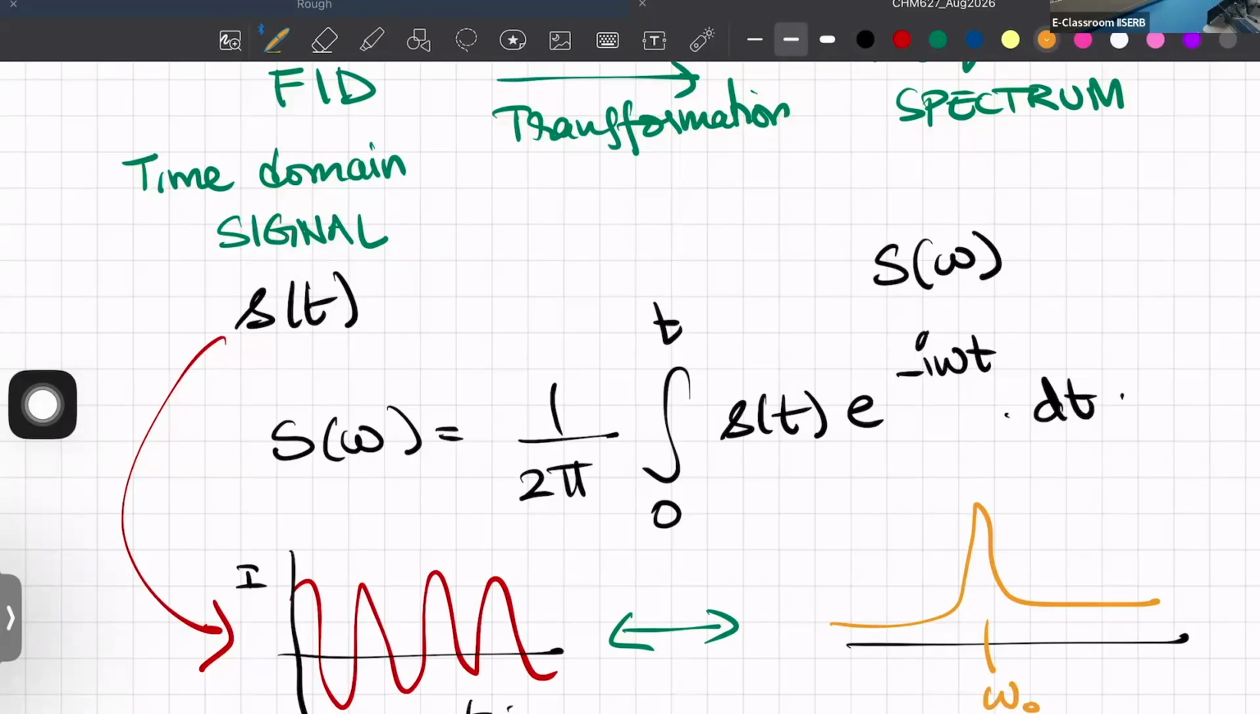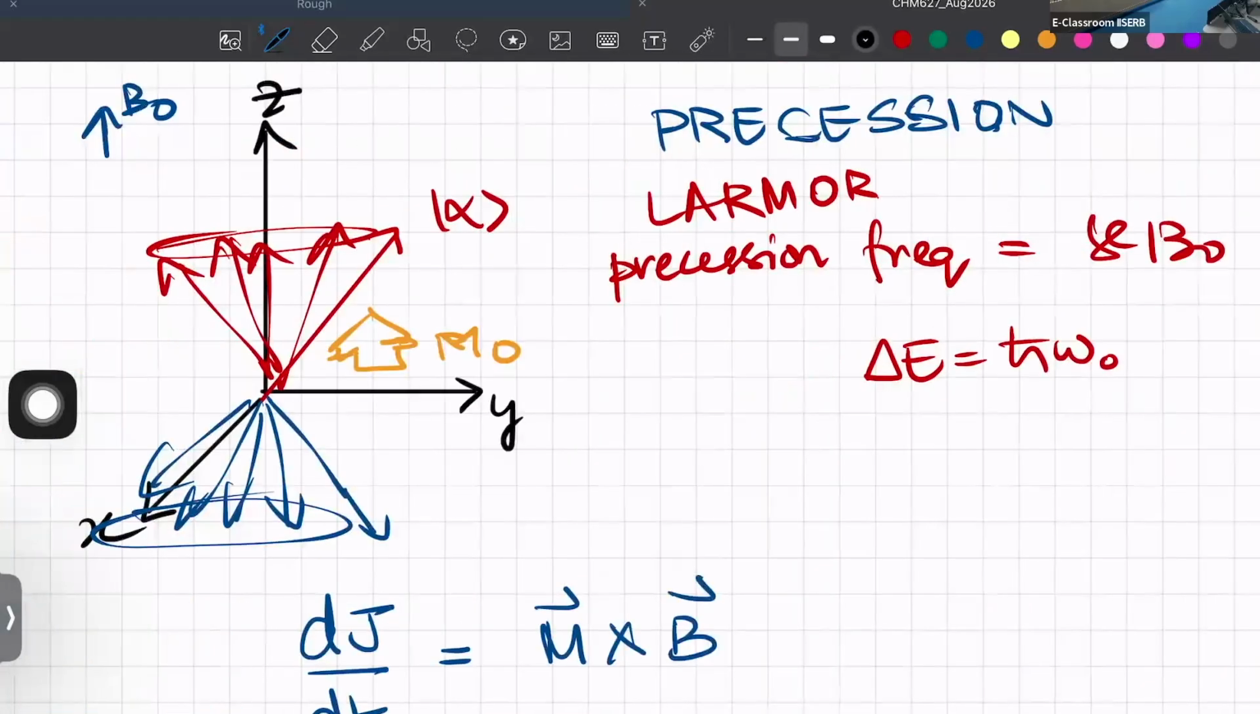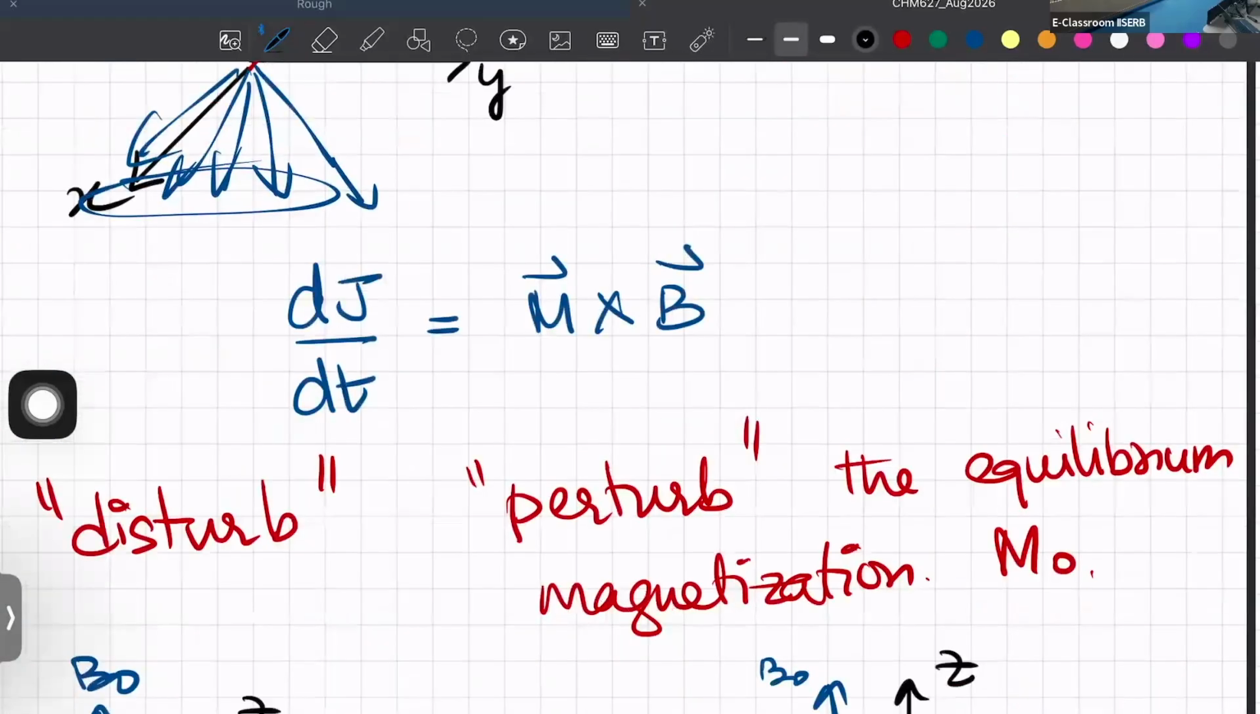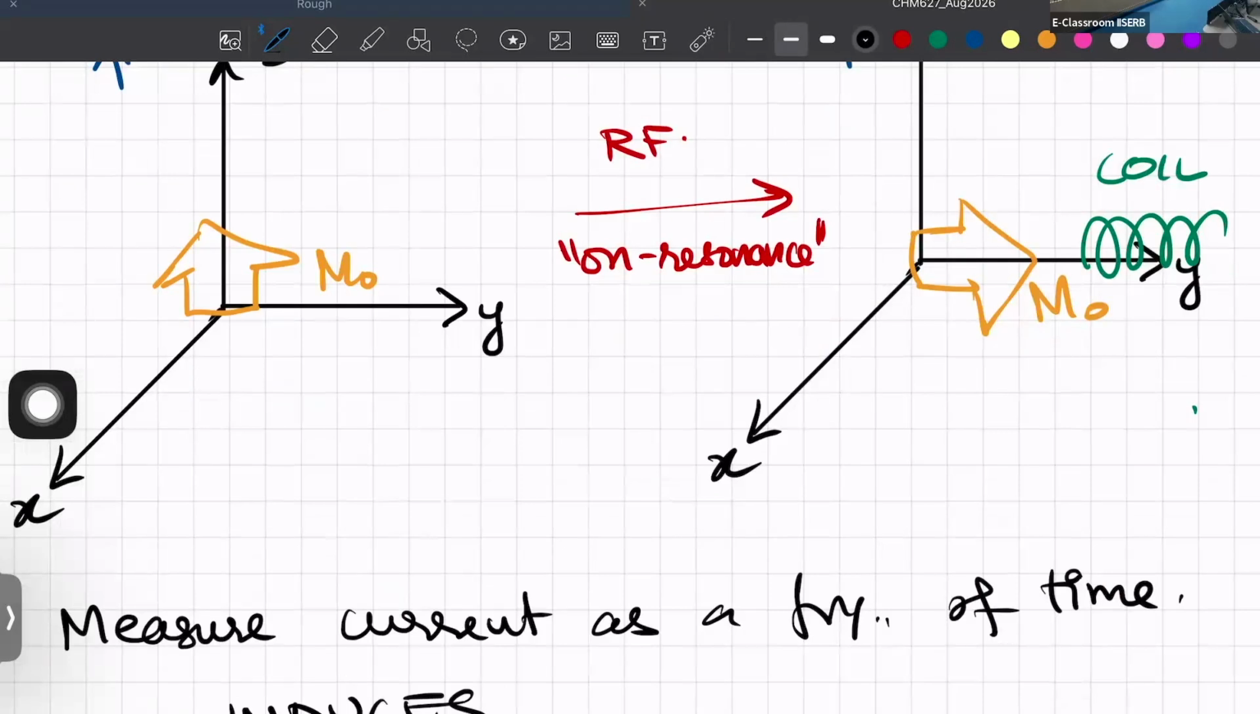In the time domain signal, the signal we are considering is the current. The signal is measured in the form of current, correct? How is the current decreasing? The magnitude of the vector becomes smaller and smaller over a period of time. Remember, your thermal equilibrium condition is no magnetization along the transverse plane. Therefore, you're in a non-equilibrium condition, and it goes towards equilibrium. Therefore, the length of the vector becomes smaller and smaller.